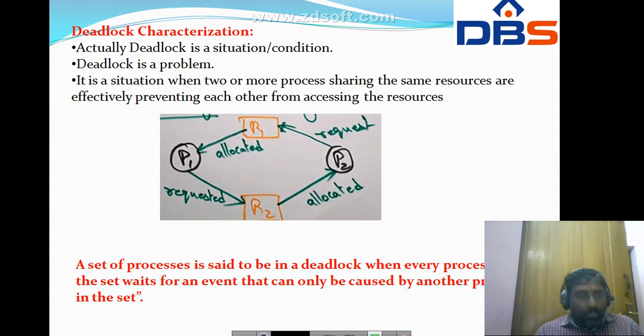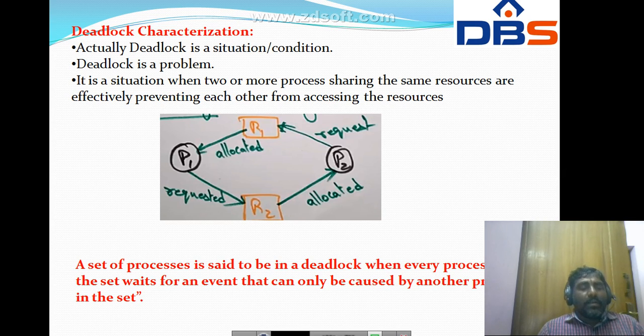Here in this example, P1 and P2 are two processes, and R1, R2 are the resources. Now R1 is already allocated to P1, but P1 is requesting the R2 resource. Resource R2 is allocated to P2, and P2 is requesting R1. This state we can call a deadlock.